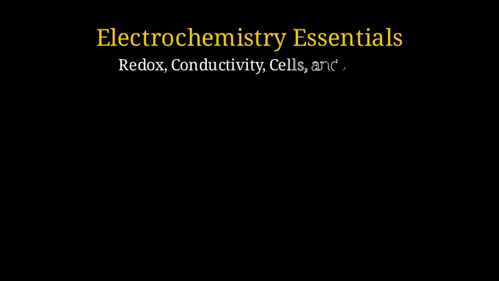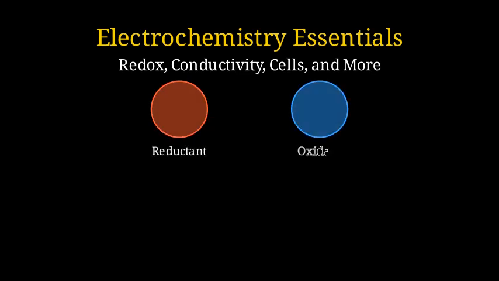Welcome to this electrochemistry lesson. Today, we will unpack the core ideas of redox chemistry, how electrolytes conduct electricity, and how cells like batteries and fuel cells capture chemical energy. Let's get started. First, redox reactions involve the transfer of electrons.